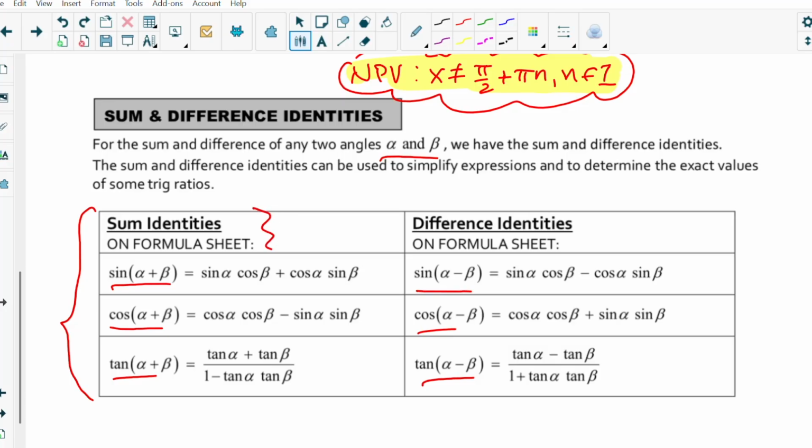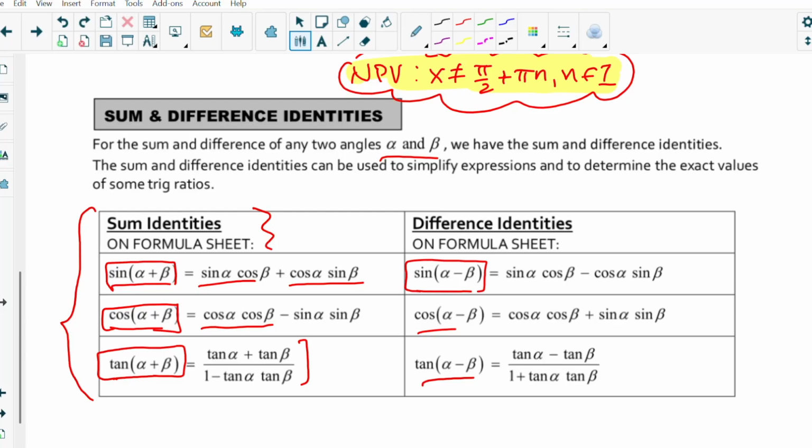I have the sum identities. Sine of alpha plus beta equals sine of alpha cosine of beta plus cosine of alpha sine of beta. Cosine of alpha plus beta equals cosine of alpha cosine of beta minus sine of alpha sine of beta. I have the tangent sum identity. Tangent of alpha plus beta equals tangent of alpha plus tangent of beta divided by 1 minus tangent of alpha tangent of beta.